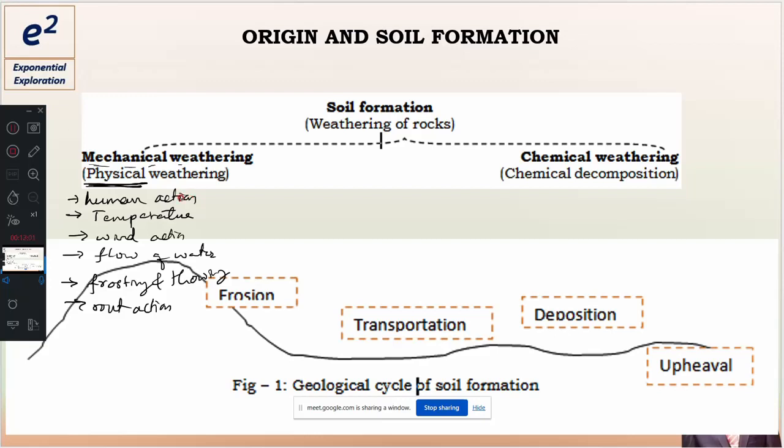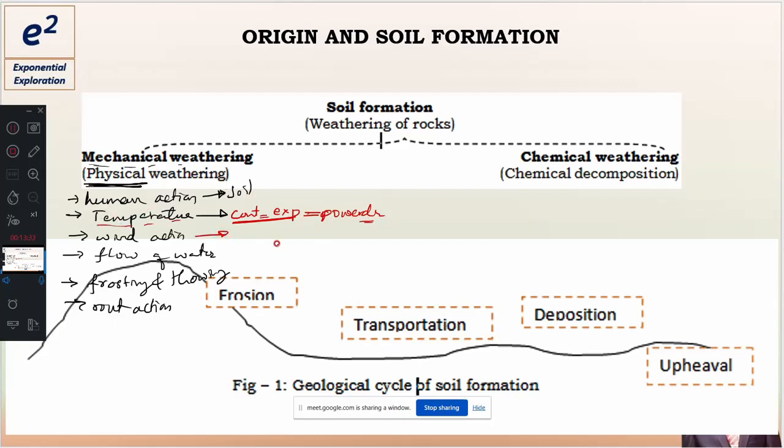When we do this process, the powder form will be formed, that you can call as a soil. Temperature change: when temperature increases, the rock expands, and when temperature decreases, the rock contracts. Between this contraction and expansion process, the rock will get powdered. That powder formation is a soil formation. That's why change in temperature.